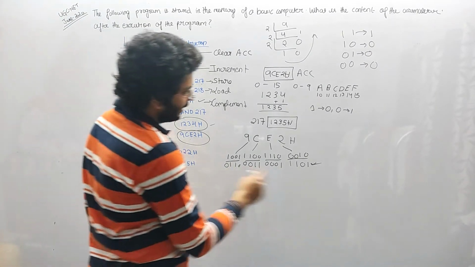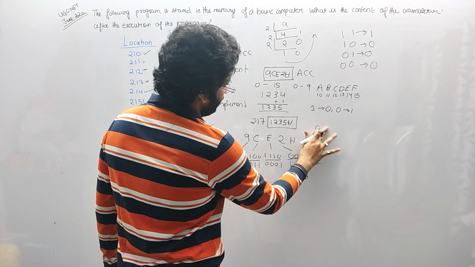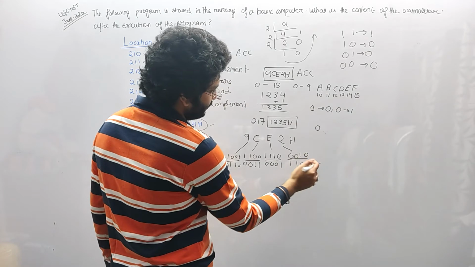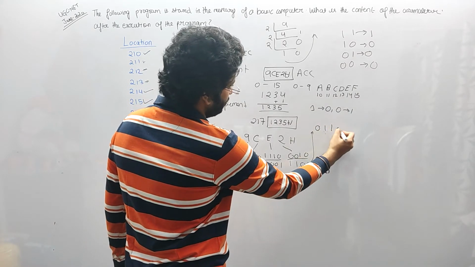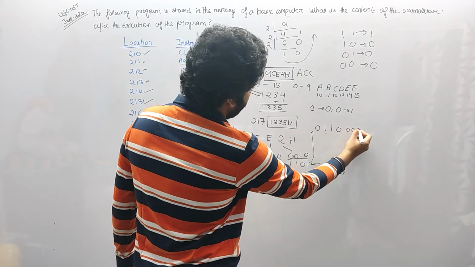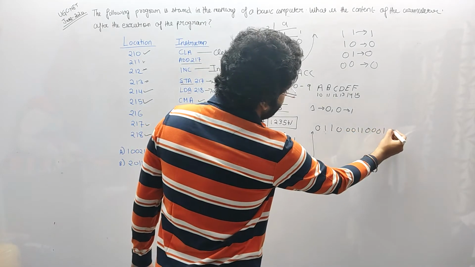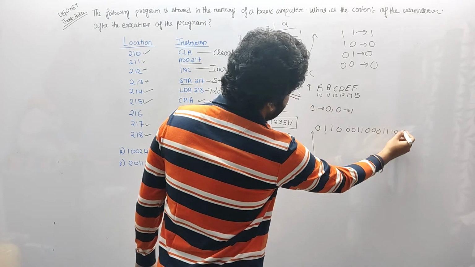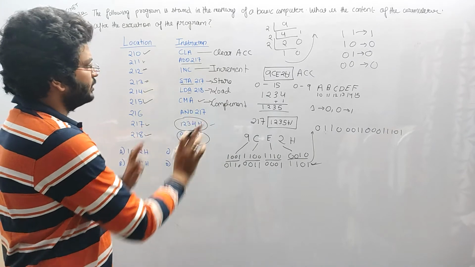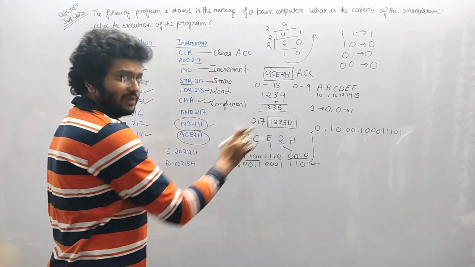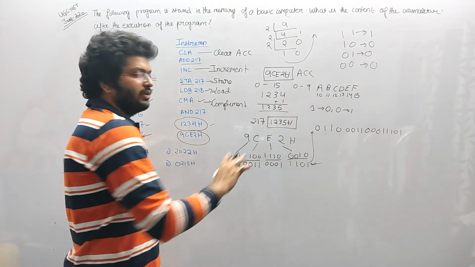I have this value here, I am writing it again here, shifting this value: it is 0 1 1 0, 0 0 1 1, 0 0 1 and 1 1 0 1. Now I have to AND it with the value at 217, which means this value 1235H. So for ANDing also I have to again convert it to binary.